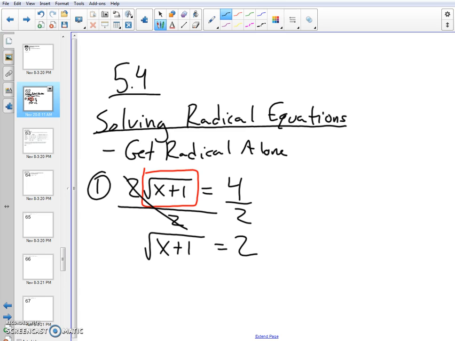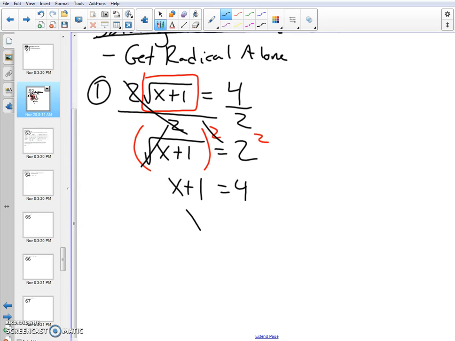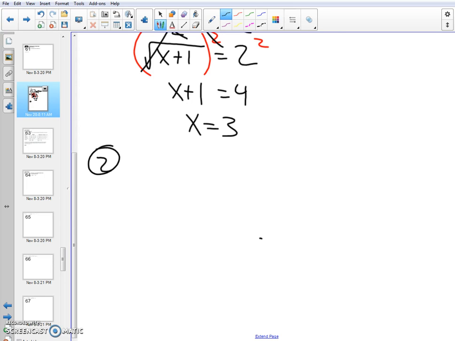Now once that radical is by itself, I want to think about how I would undo a square root. The way to undo a square root is to square something. So if I did that, you can kind of think about them as canceling each other out, and I would just be left with x plus 1. And that's okay as long as on the right side I'm also squaring. So from there, when we subtract 1, we would just get x equals 3. Pretty straightforward.